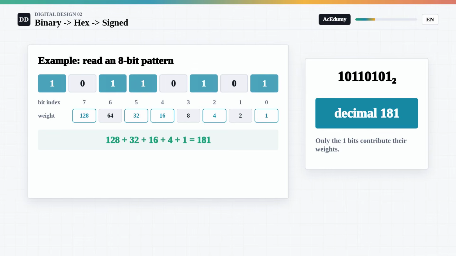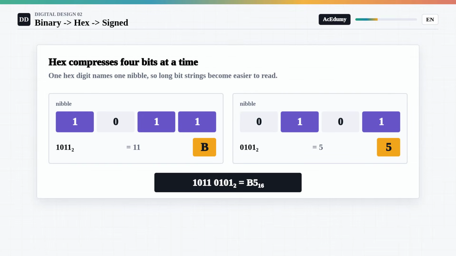The useful habit is this: do not memorize a random binary string. Put weights under it, then add only the active weights. Binary is exact, but long binary strings are hard for humans to read. Hexadecimal is the engineering shortcut.